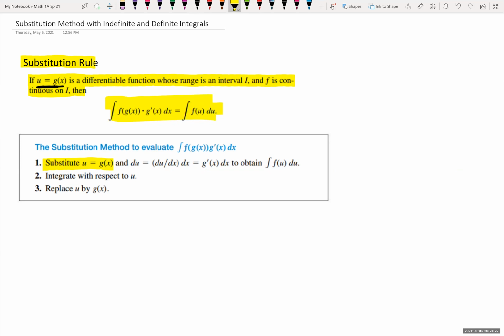Okay, so we're going to choose some value u equals g of x, and then we're going to differentiate both sides of what we chose u to be. So the derivative of u with respect to x is du, which is equal to the derivative of g of x dx. The derivative of g of x is g prime of x dx. And I'll show you again how to do this with an example. We'll figure out what dx is, and we'll go back in and substitute it in, and it will end up being some du.